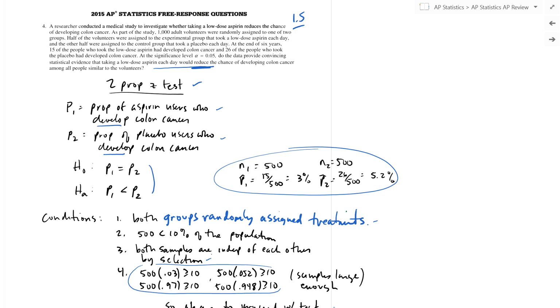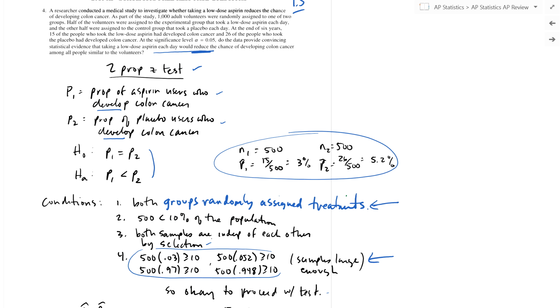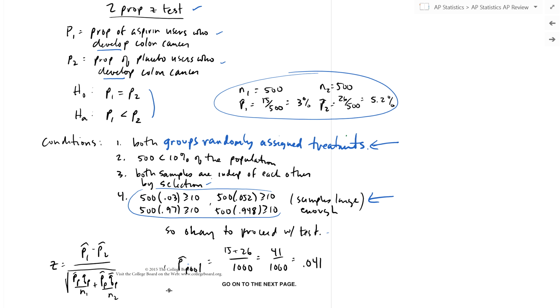Now I'll tell you this. The conditions, like we said in class, that they checked on the actual rubric was this one right here and this one right here. If you just said random assignment, you didn't get credit for it. Or if you just said randomly selected, you didn't get credit. If you said randomly assigned to the treatments or randomly assigned, you did get credit. So you got to get that in, and you have to verify or check each of these conditions. All right. Next thing, we're okay to proceed with the test.